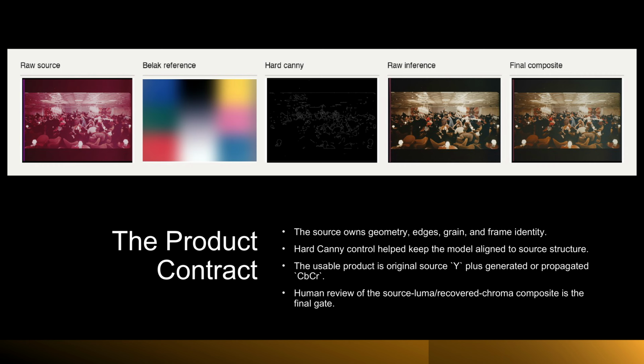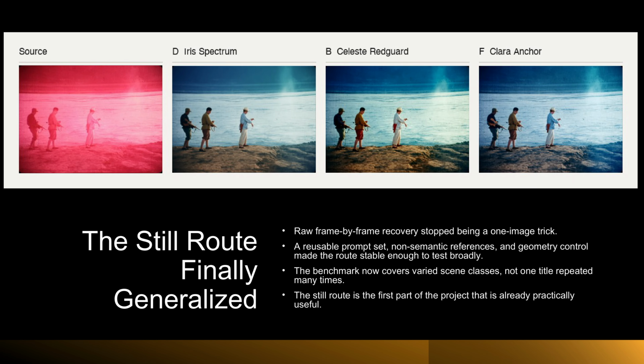Once we solved that alignment problem, the product became simple in principle. Original source luma plus generated or propagated chroma. And that is why the final review happens on the recomposited result, not only on the raw inference. This is the part where the project became genuinely useful.